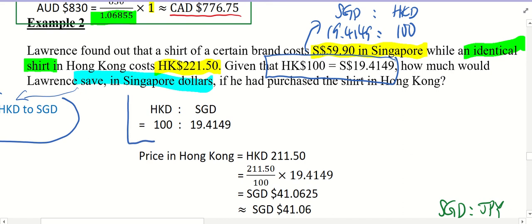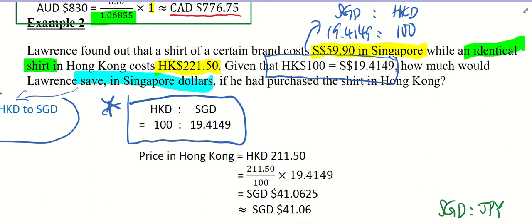First I write down the base information given, the exchange rate. Very important. Now we want to find out how much did he save if he bought the shirt in Hong Kong. Clearly, the amount saved would be the price in Singapore in terms of Sing dollars minus the price of the same shirt in Hong Kong in terms of Sing dollars. That will give us how much he saved if he bought over there. So no choice, I have to convert the price of that shirt in Hong Kong into Sing dollars. So let's take a look.